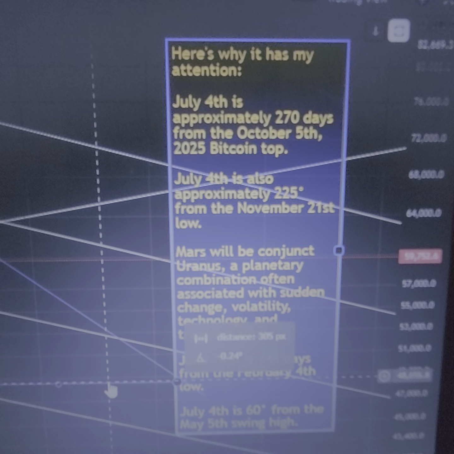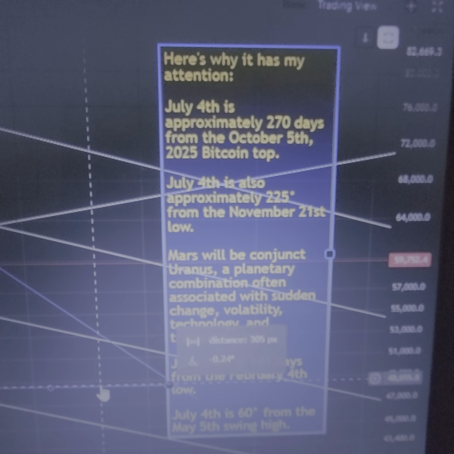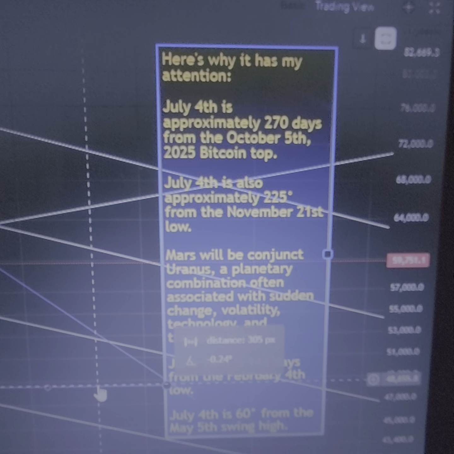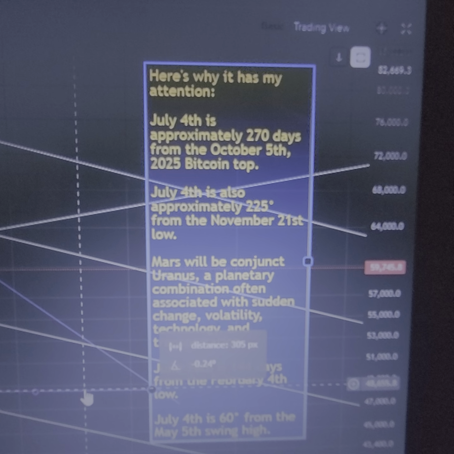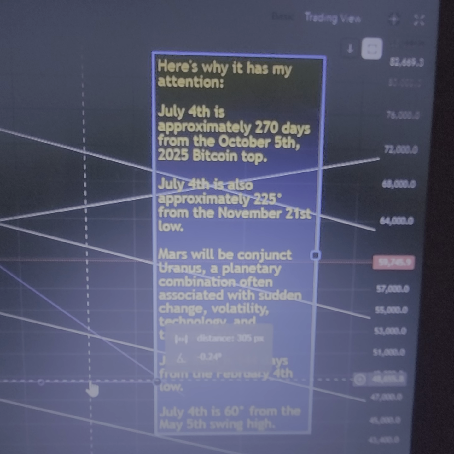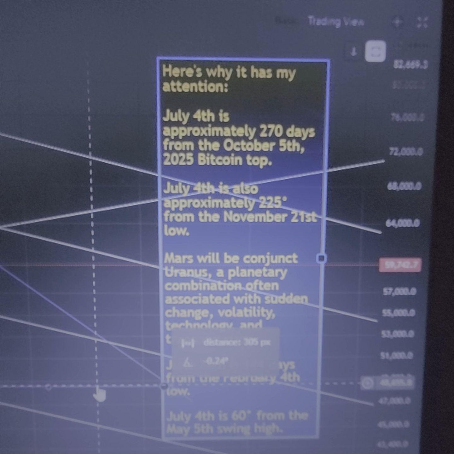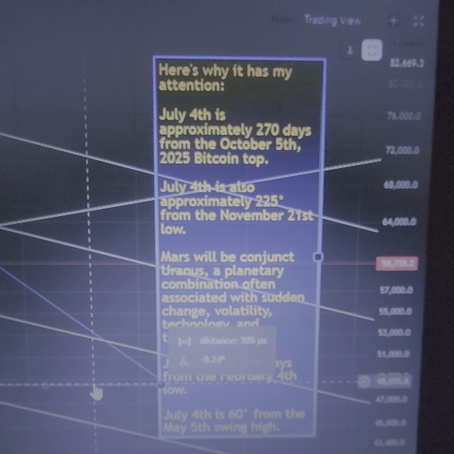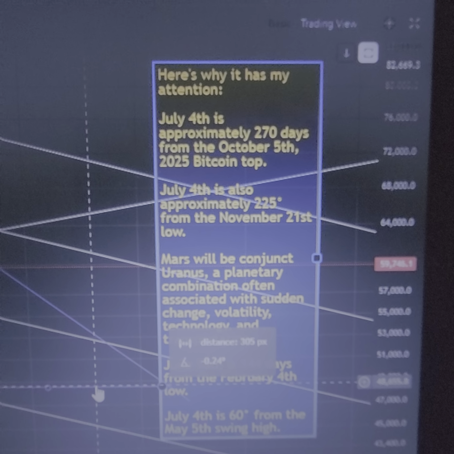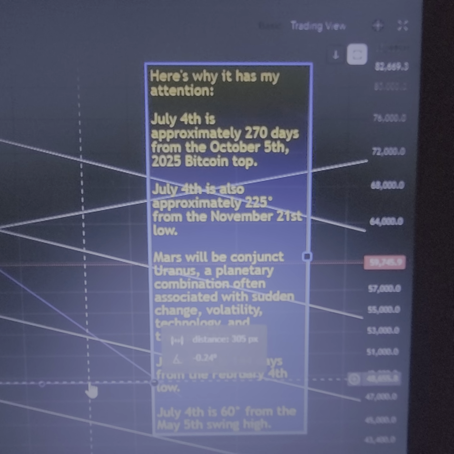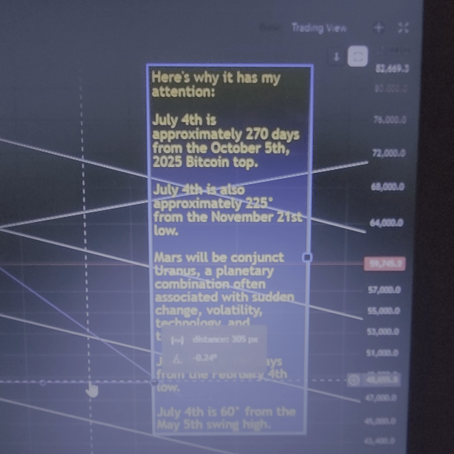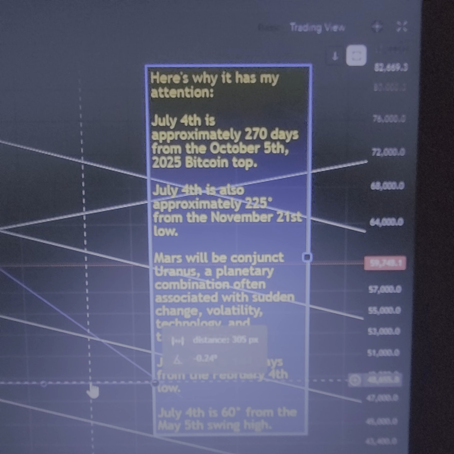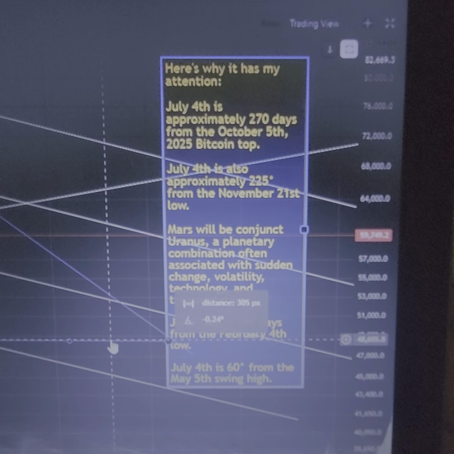Let's go take a look at what I'm looking at currently. My attention is drawn to the July 4th, as it is approximately 270 days from the October 5th top in 2025, which we started and put our instrument to that top. Everything has a beginning and an ending. Next, we have July 4th is also approximately 225 days from the November 21st low. We talked about that before.